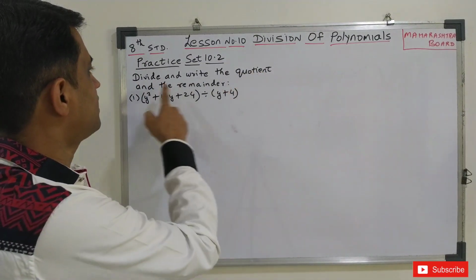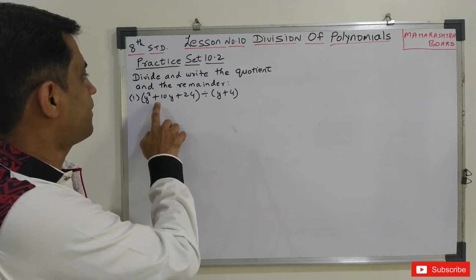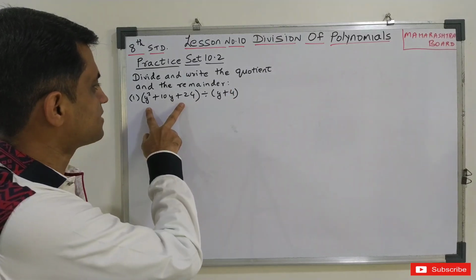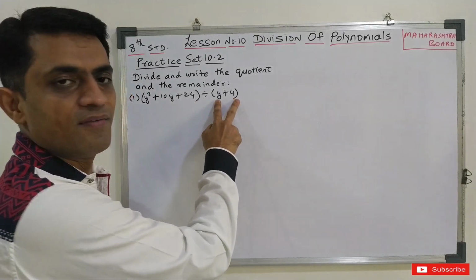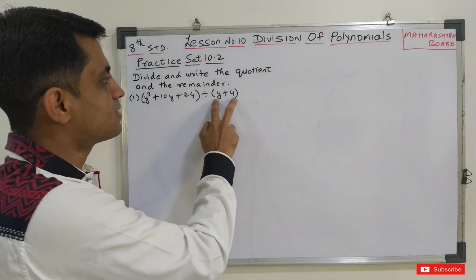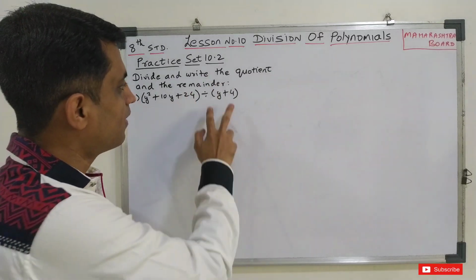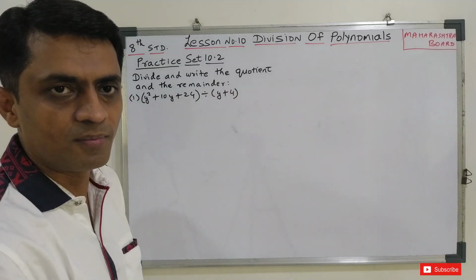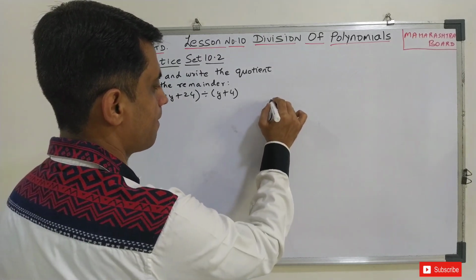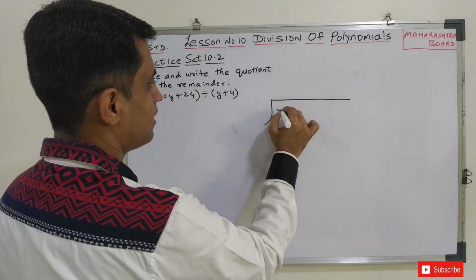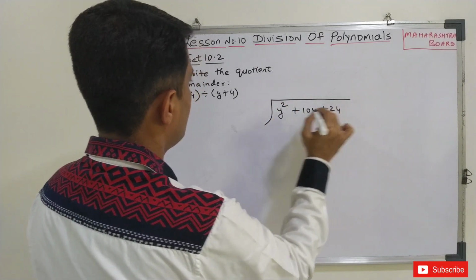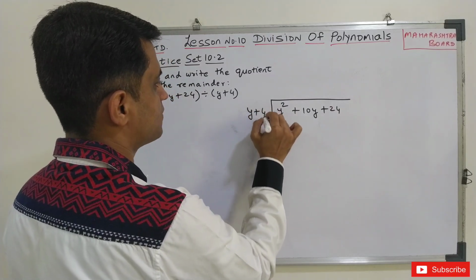Divide and write the quotient and the remainder. y square plus 10y plus 24 divided by y plus 4. Now student, this is the dividend and this is our divisor. The dividend is in a polynomial form, you can say trinomial, and this is our binomial, so our divisor is in a binomial form. Now how to divide this? First of all, you will draw this line. You will write y square plus 10y plus 24, and here you will write the divisor y plus 4.